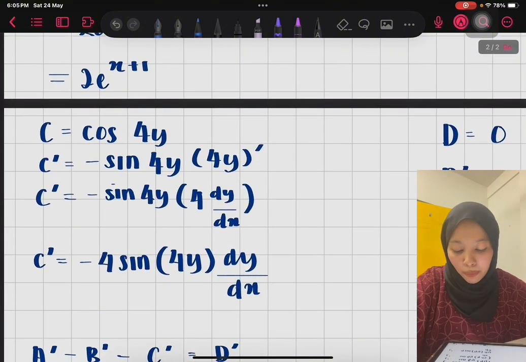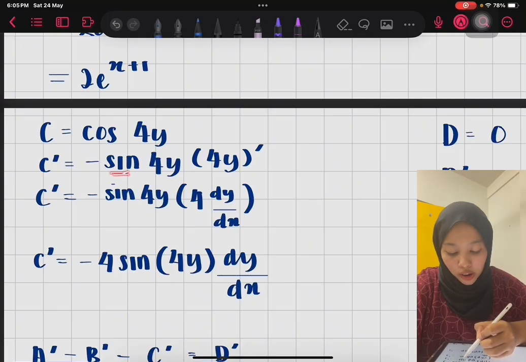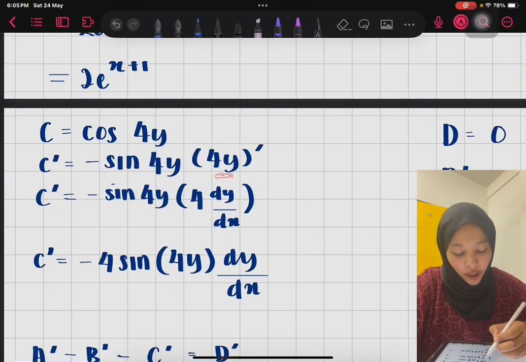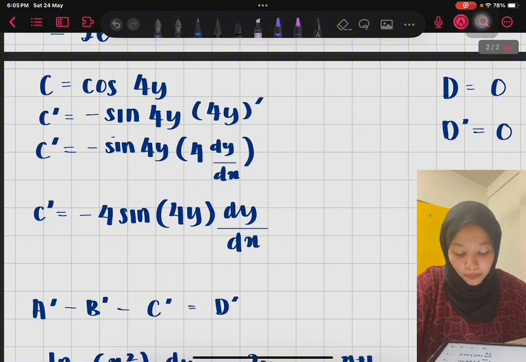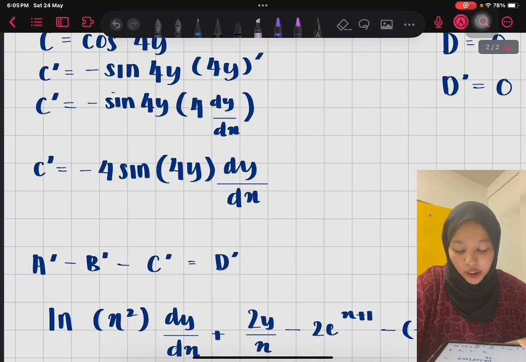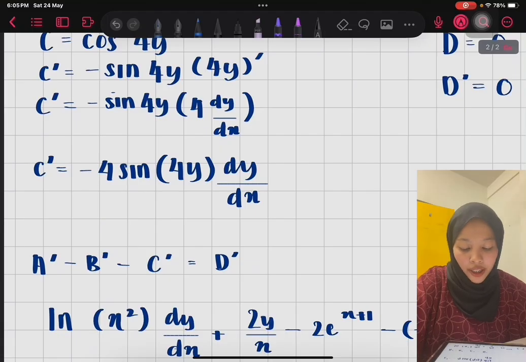And then we have to find the c prime, which is our c is cos 4y. And then the cos we will change into the negative sign for y and we have to differentiate the 4y. So we just copy the negative sign for y, 4, and after we differentiate 4y, we will get 4 dy dx. And then we will multiply the negative sign for y and 4 dy dx. And the answer for c prime is negative 4 sin in bracket 4y dy dx.